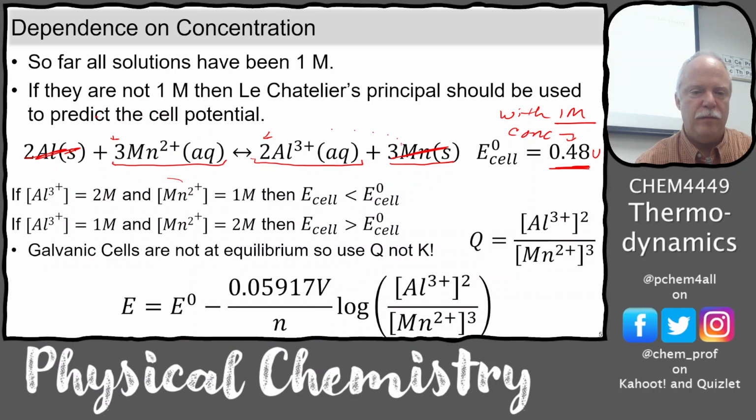Find my pen. There it is. 0.48 goes here. And we might put like 2 molar here and 1 molar there. And we could calculate the actual potential. So we could use this Nernst equation to calculate those things.